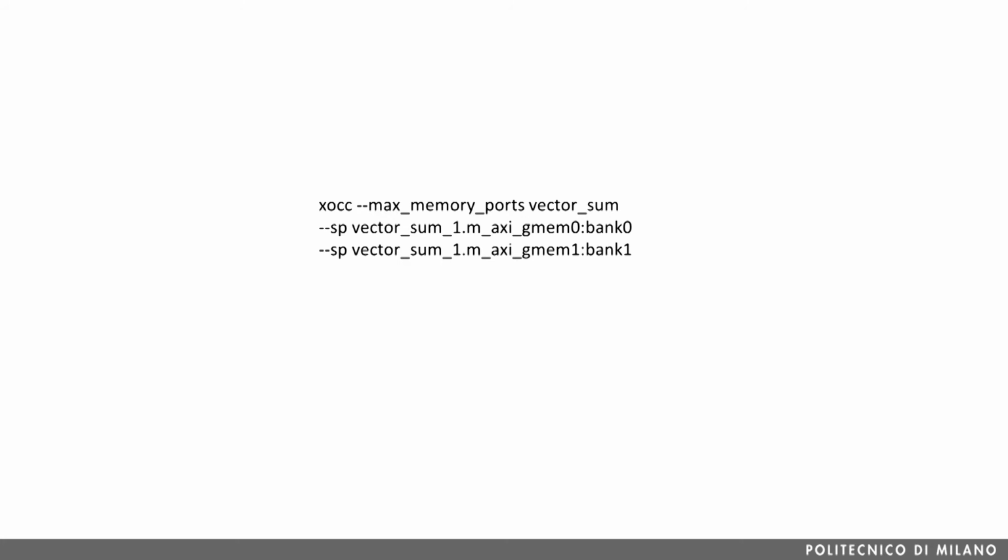At this point, we have created a kernel with multiple AXI master interfaces, but in order to implement the full design, we still need to tell SDx how to connect the interfaces with the different memory banks available on the platform. In order to do so, we can set the sp argument when running the link phase with the xocc Xilinx compiler.